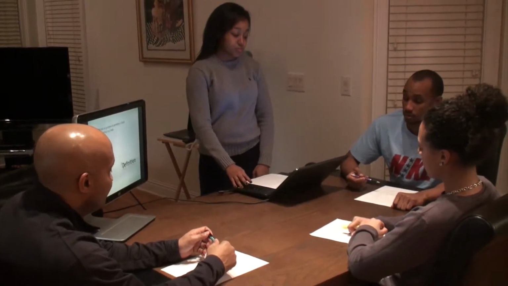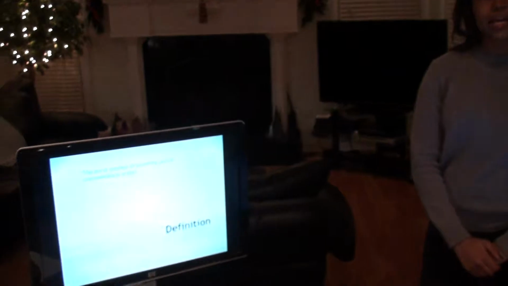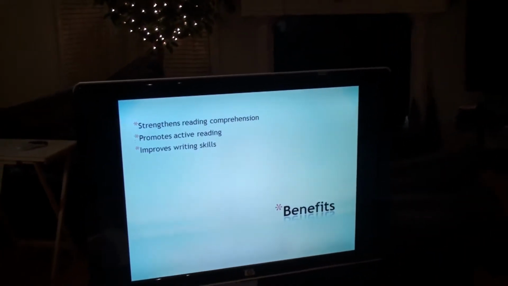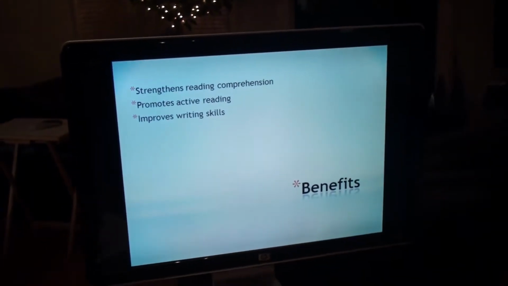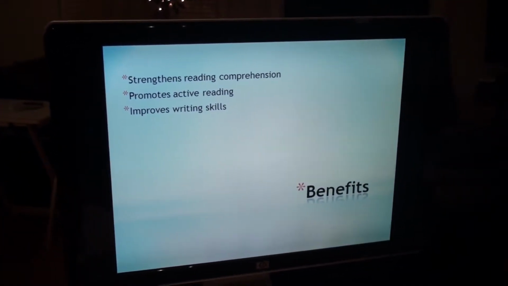Good afternoon, class. Today we will be discussing annotating. First, let's identify what annotating is and how it is useful when reading. The definition of annotating is the act or process of providing critical commentary in a text. It can be useful because it strengthens reading comprehension, promotes active reading, and improves writing skills.